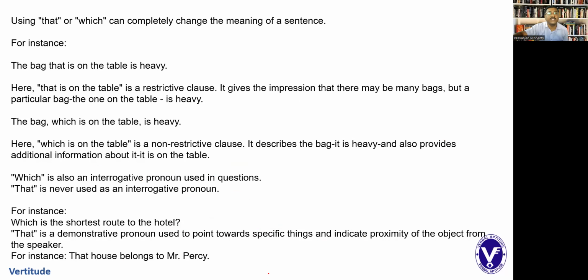Using that or which can completely change the meaning of a sentence. कैसे हम देखते हैं? For instance, the bag that is on the table is heavy. Means that particular bag which is on the table is heavy. So that is on the table is a restrictive clause. It gives the impression that there are many bags, but a particular bag, the one on the table, is heavy. ठीक है? The bag which is on the table is heavy.